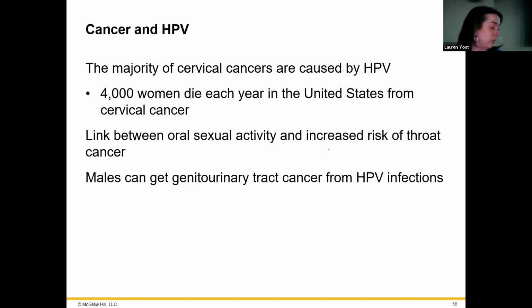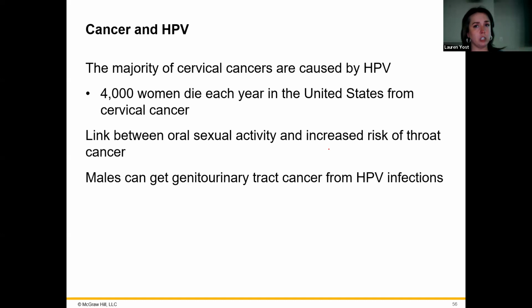So moving on to the cervical cancer aspect of HPV, the strains that cause cervical cancer. About 4,000 women die each year just in the United States from cervical cancer. So we still have women dying from cancer. What is the best way to avoid cervical cancer? Well, obviously abstaining. If we could do that, we'd be perfect about that. But realistically, next is the pap smear. Keep up with your pap smears.